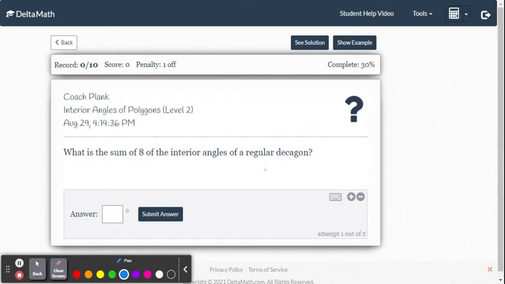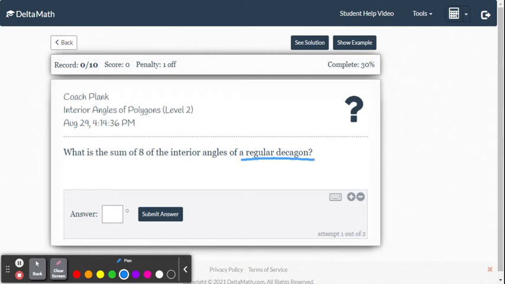So we know that it has 10 sides, it has 10 interior angles. What you should notice here is it says, what is the sum of 8 of them? And you should notice this is a regular decagon, so we know that all the interior angles are the same measure. What we need to do is figure out what each angle measures, and then add up 8 of those angles, not all 10. That's a little gotcha in this problem.